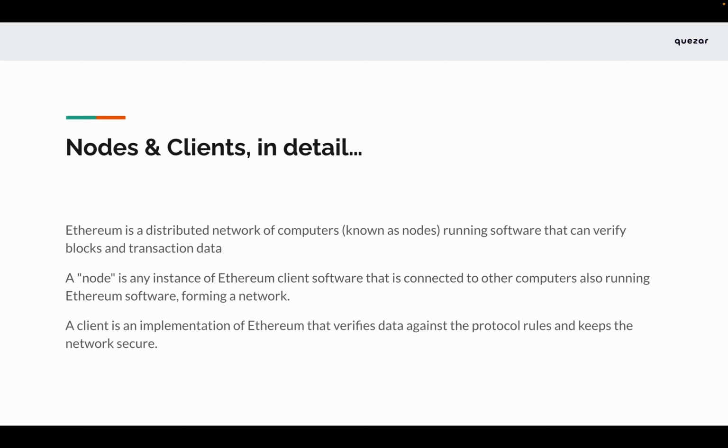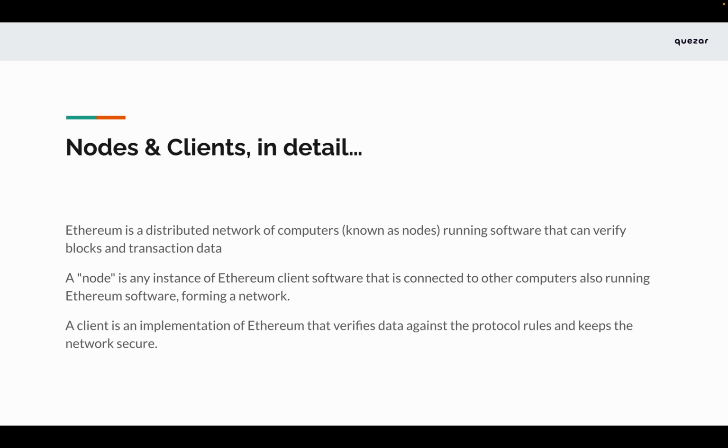So by now, you already know that Ethereum is a distributed network of computers running a software that can verify the blocks and transaction data. These computers are known as nodes or network operators, and they are any instance of Ethereum client software that is connected to other nodes also running Ethereum client software. And these peer to peer connected nodes form an Ethereum network.